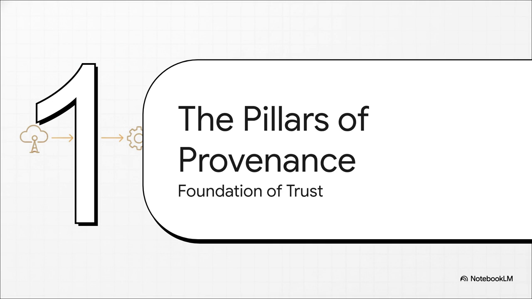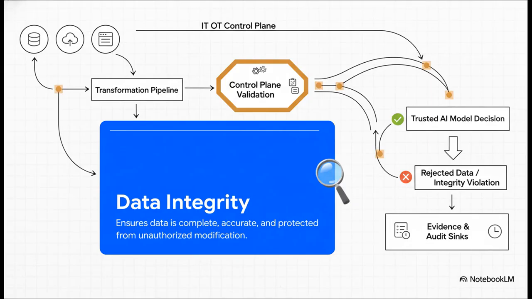It comes down to what we're calling the pillars of provenance. And this all starts with two key concepts we need to get our heads around: data integrity and data provenance. Let's break those down. Okay, first up, data integrity. What does that even mean? Well, simply put, it's the guarantee that your data is exactly what you think it is. It's complete, it's accurate, and it hasn't been messed with at any point. Not the source data, not the context you give it, not the final output.